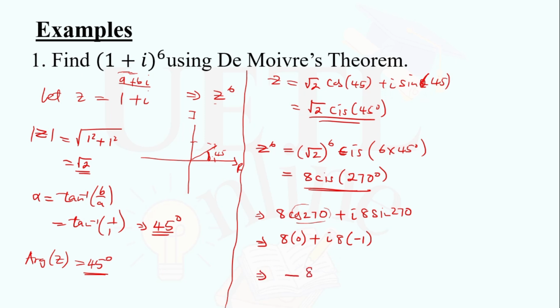So this is it for finding the powers of a complex number. We have just changed it to polar form first, and after that, we just raised it to the power 6 by De Moivre's theorem.